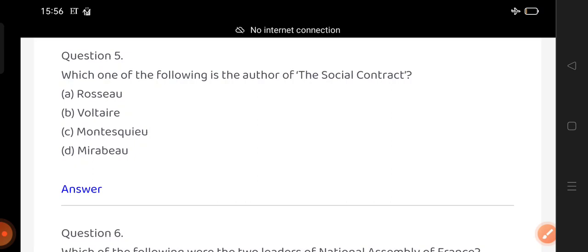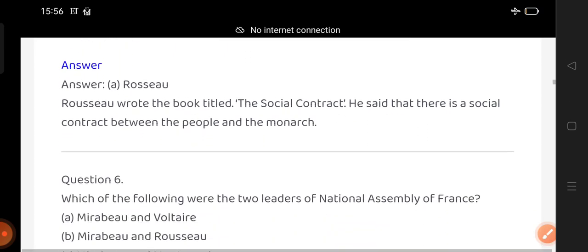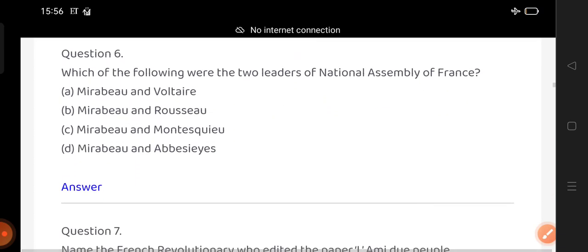Which of the following is the author of The Social Contract? You might have remembered the name. Now counting begins, no delay. 1, 2, 3, 4. The correct answer is option A. Now let's move to question 6.